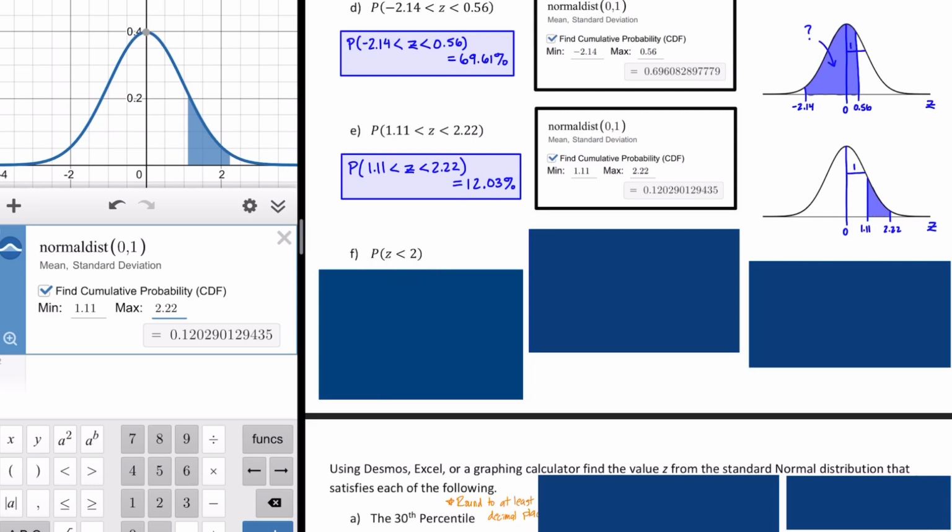And lastly, I want you to do letter F, probability that z is less than 2, and compare this to our 68, 95, 99.7 rule. So this is one you could do by approximating it with that rule, but I want to see if you can do it using the calculator. Pause the video and try it on your own.